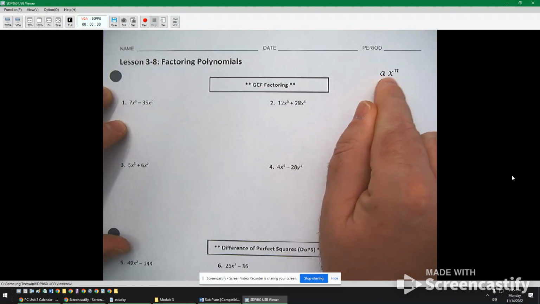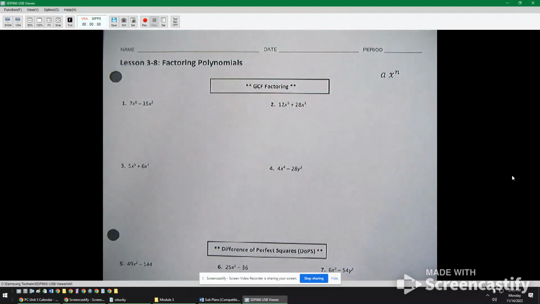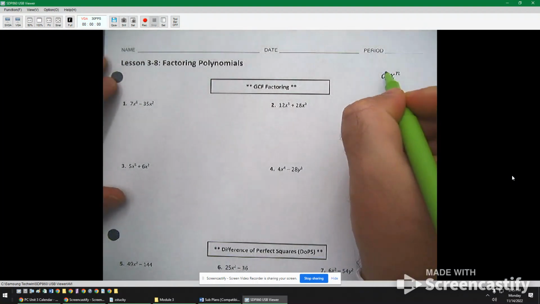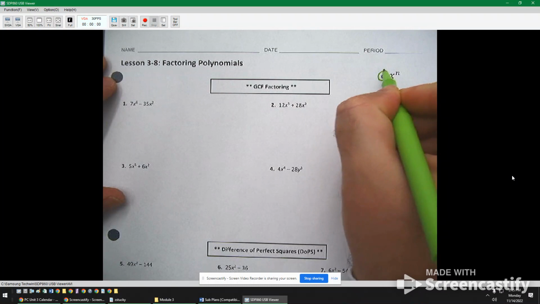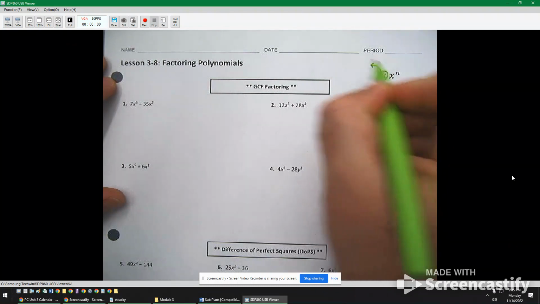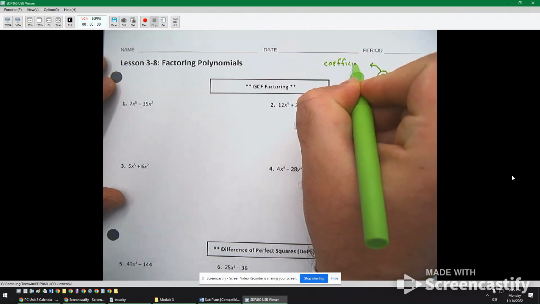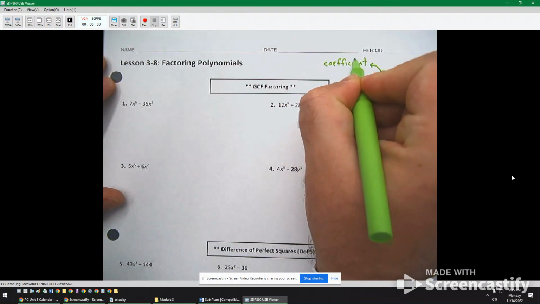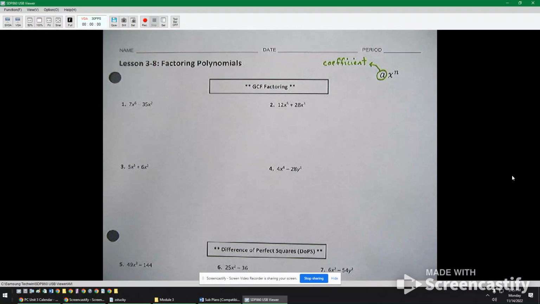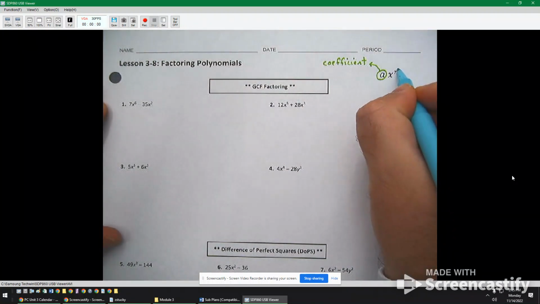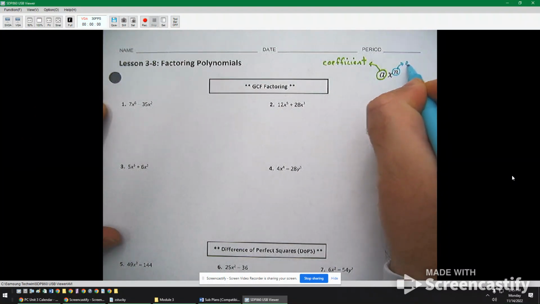So we have a special name for each piece of this, what we would call a term in algebra. The first thing we have is called a coefficient. The number out in front of a variable is called the coefficient. We have also this thing that's called an exponent. This little power up here, you may call it a power. It's called an exponent.